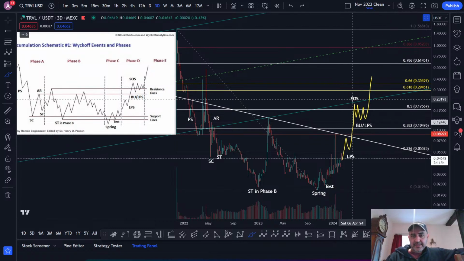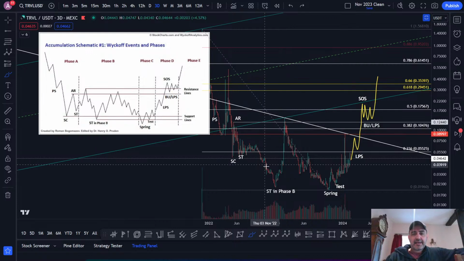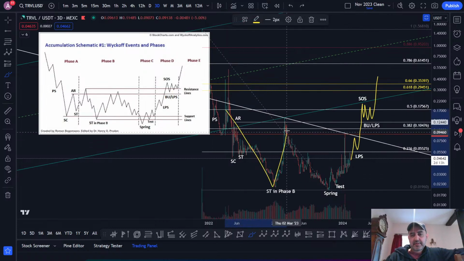Because if you do have that sign of strength, this is looking to me like an Adam and Eve pattern now, if we get this kind of behavior. There's your Adam, and there's your Eve.